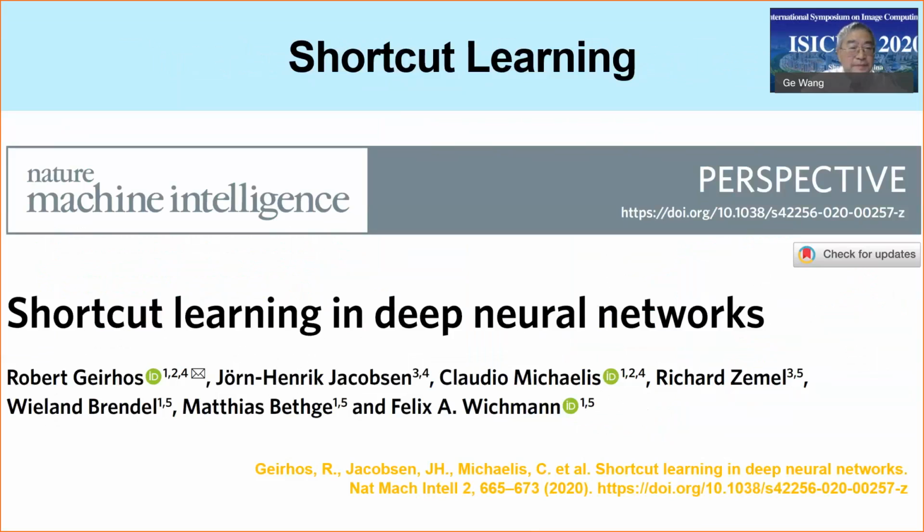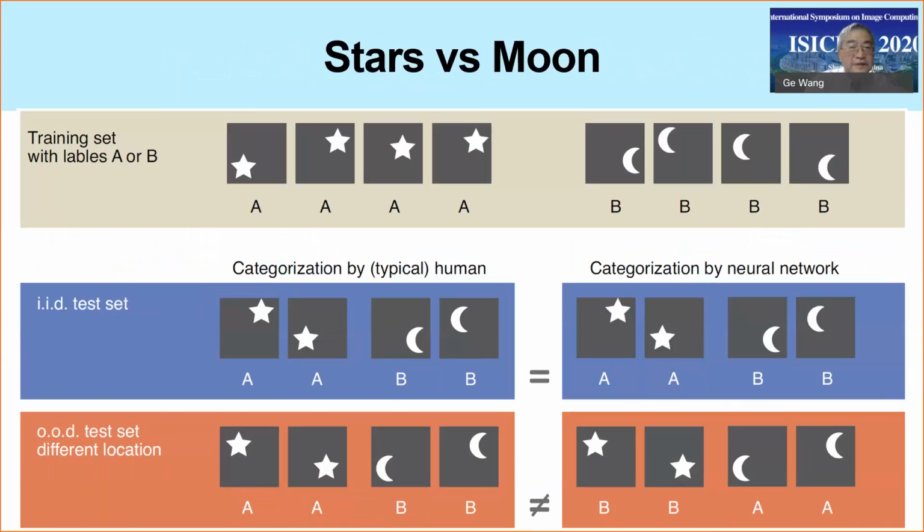And last week, a paper appeared in Nature Machine Intelligence. That's a perspective paper. It gave a high-level understanding of why we get all these problems. They believe shortcut learning is the issue. They gave a very interesting toy example. So you have a training data set. You give a bunch of images representing stars, and some images representing moon. And you train a neural network, and the neural network can perform well if you just use the training data set or a similar data set.